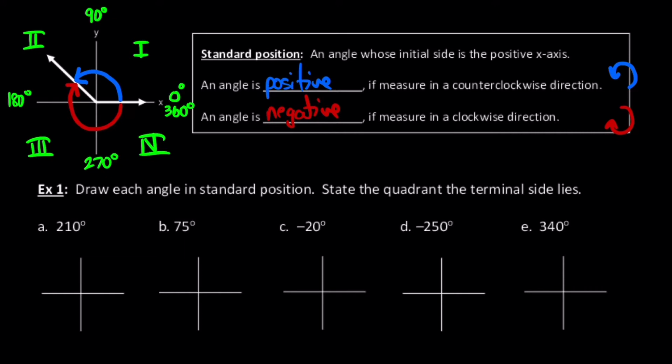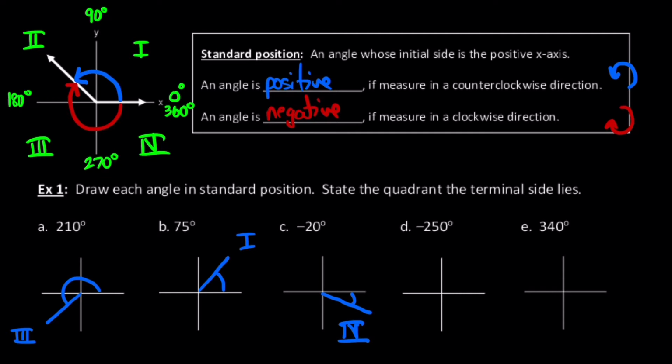We also have to indicate what direction we went. So 210 degrees is obviously between 180 and 270. It doesn't have to be exact. You just need to draw it in the appropriate quadrant. That's obviously quadrant 3. And I went this direction, so draw an arc to indicate that. 75 degrees, that is in the first quadrant. And we went in the positive direction. Negative 20 ends up being in the fourth quadrant. We went the negative direction, so indicate that.